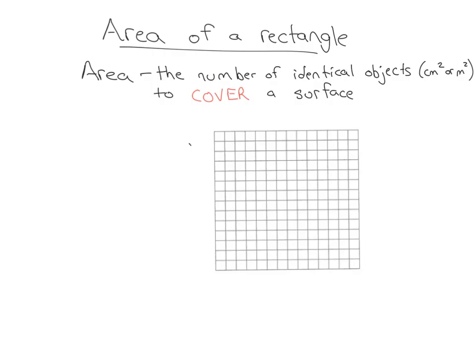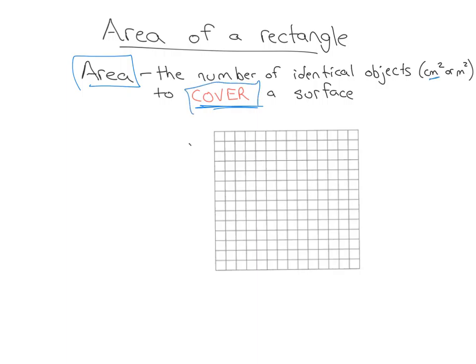Today what we're going to do is talk about how to calculate the area of a rectangle. In grade 5 we introduced you to area, and basically it's the number of identical objects needed to cover a surface. So we're covering a two-dimensional shape, some sort of surface. Think of it as wanting to cover the floor with tiles. We're wondering how much it would take to cover it.